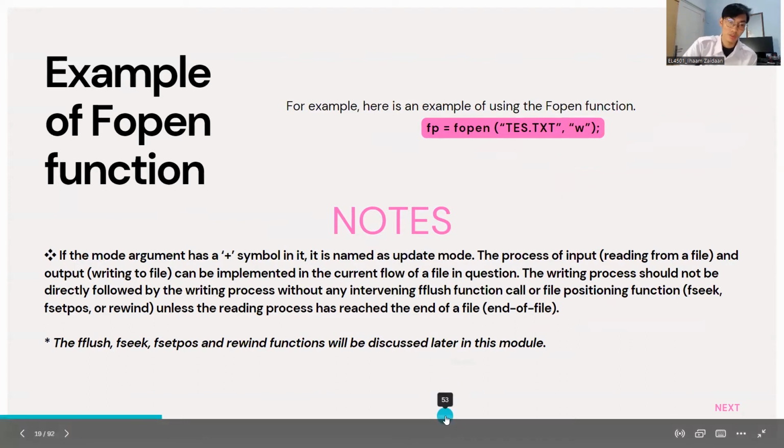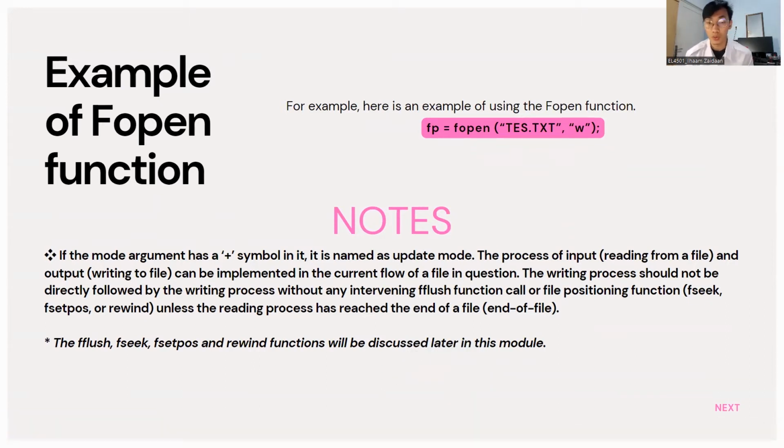If the mode argument has a plus symbol in it, it is named update mode. The process of input, reading from a file, and output, writing to a file, can be implemented on the current flow of the file in question. A reading process should not be directly followed by a writing process without an intervening flush function or file positioning function.